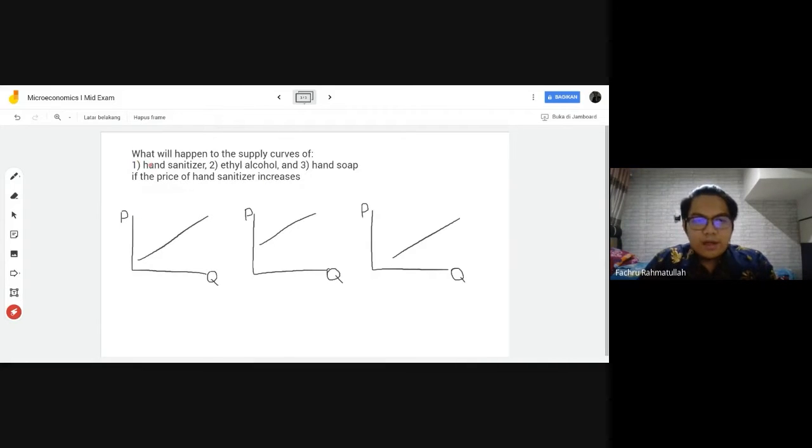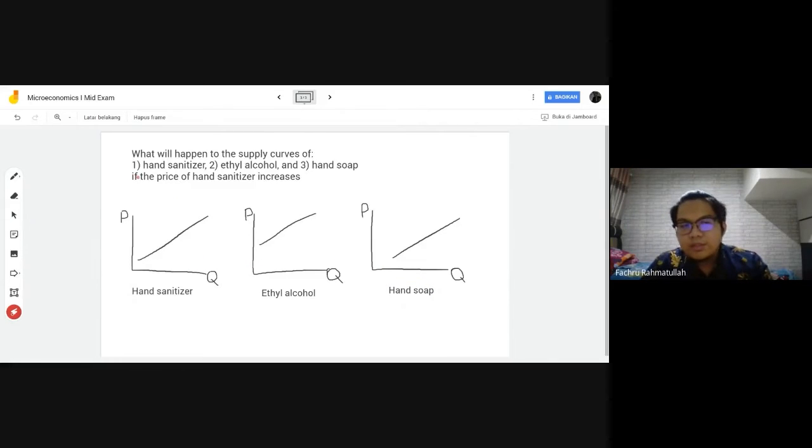We have hand sanitizer in this. Oh, I'm sorry, I forgot to write it. Okay. So one, we have hand sanitizer. Second, we have ethyl alcohol. Lastly, we have hand soap.